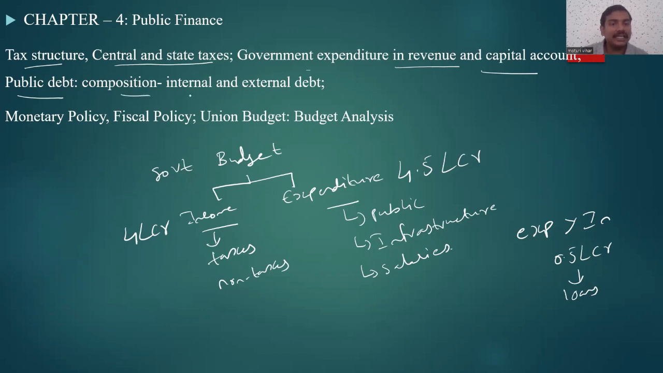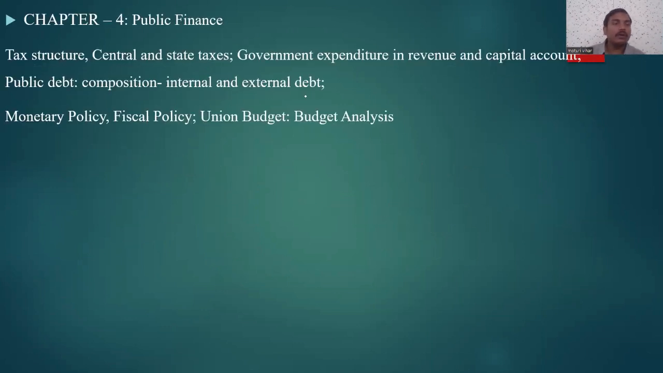Its composition is internal and external debt. How the internal debt is present, how the external debt is present. These are the things which we need to study in the Indian government budget. Next come the different policies. Monetary policy, which is given by RBI. Fiscal policy, by the Government of India, that is the finance ministry.